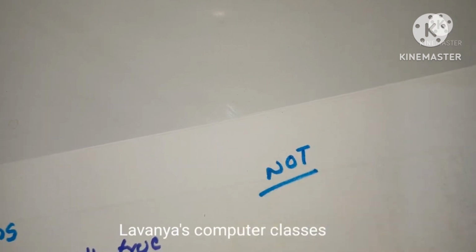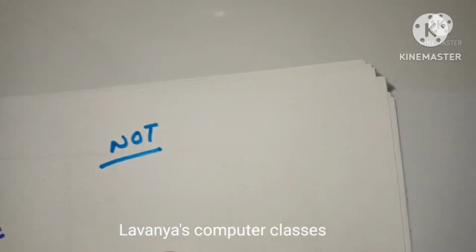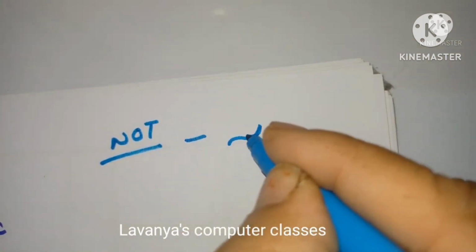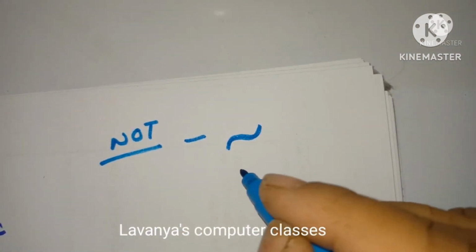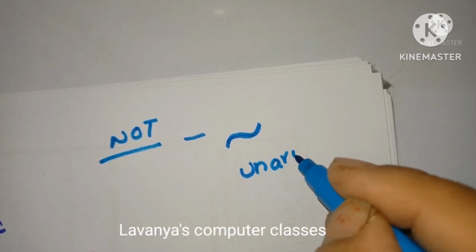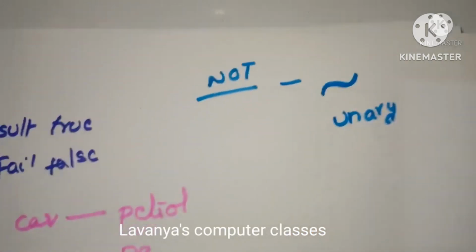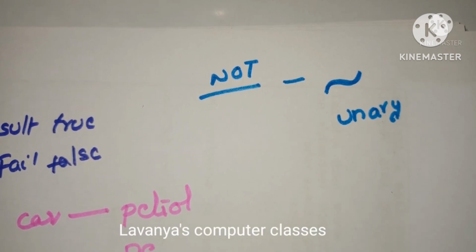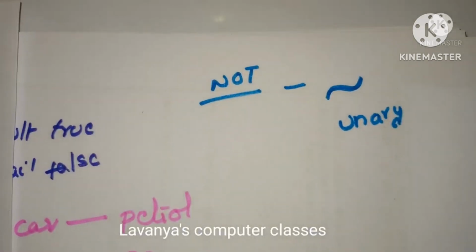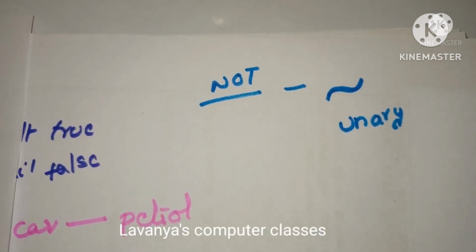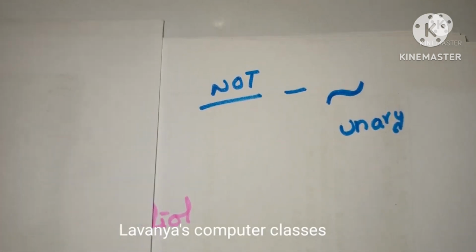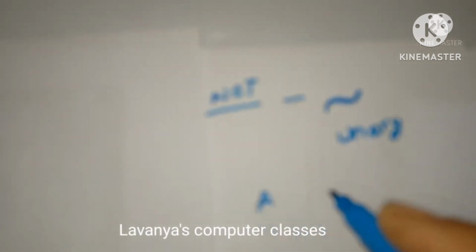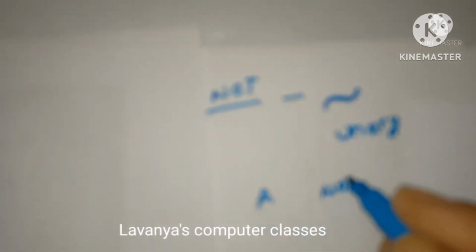The NOT operator works like negation. Like this is a symbol. It is a unary operator. NOT operator is a unary operator. That means it is used with only one condition, not necessarily two conditions. It is used with one condition only. So how does it work? It is A. Then we just write not A.